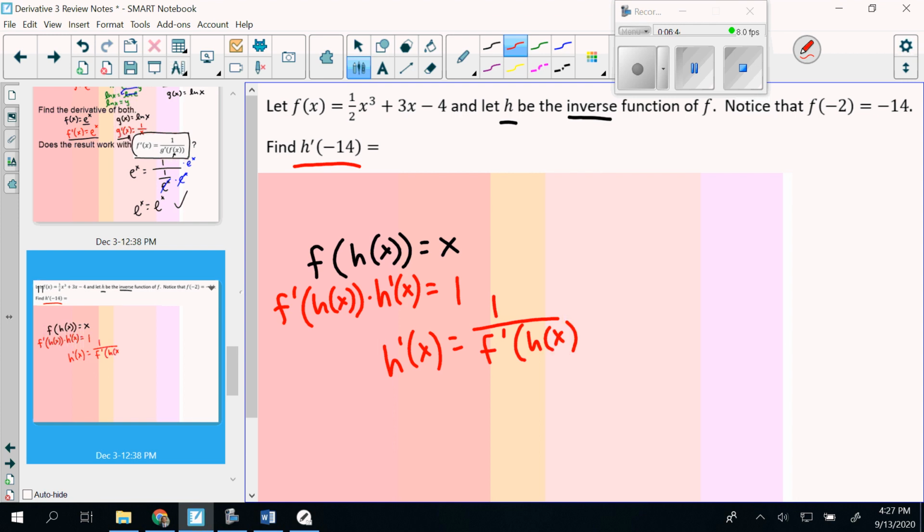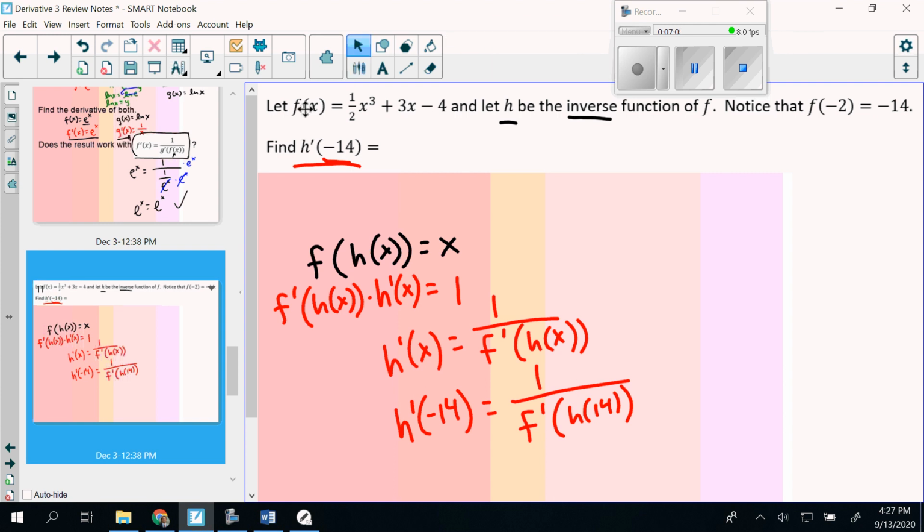All right, and now where are we trying to find that at? Well, we want to find it at -14. So let's plug -14 in for x here. And that brings us to this statement of f prime at h of -14. All right, so if we can figure out what h of -14 is, then we should be able to hopefully go through and figure out what this equals. How do we figure out what h at 14, oh, sorry, not 14, -14 here. I forgot the negative on this. H at -14, what's that going to equal?